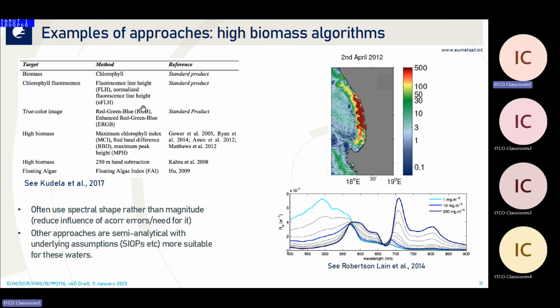Some of the algorithms that are used in this case are summarized in this publication. For instance, using the fluorescence line height can help to improve the detection of these types of high biomass blooms, or the maximum chlorophyll index, or the maximum peak height. There are different ways of approaching this type of problem. And in this image here, we see that the area that we couldn't capture with a blue-green ratio before, in the image of Mary's, is now showing that there is a bloom here on the coast of the Benguela.